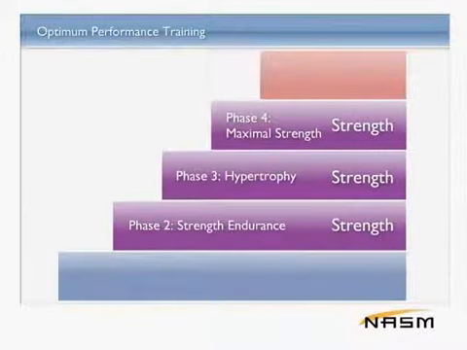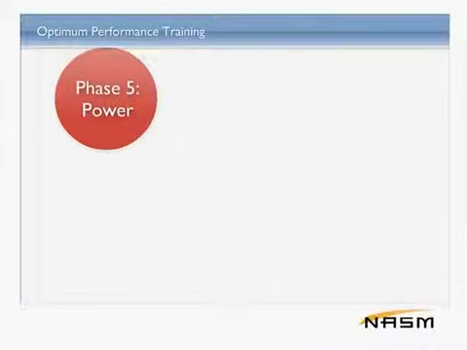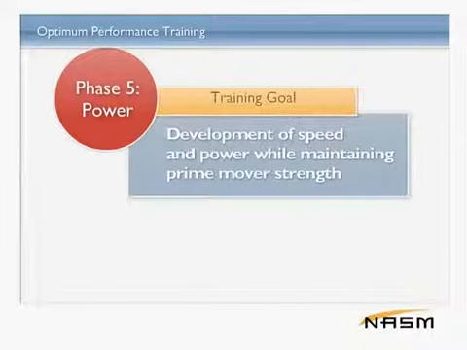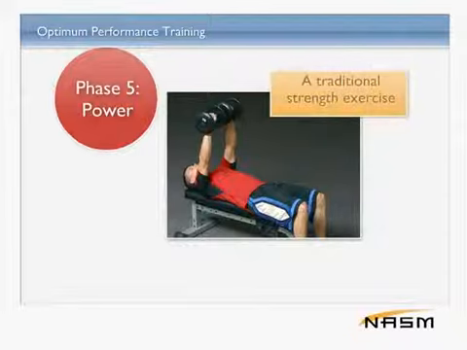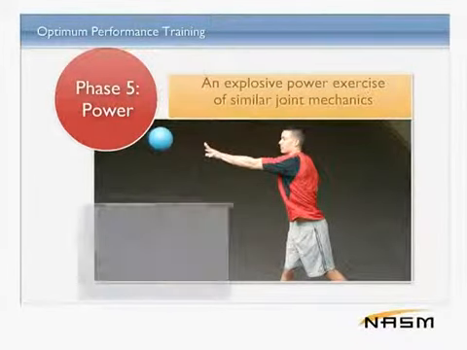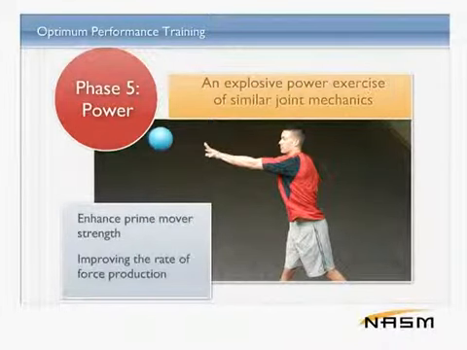Once an individual has obtained optimal levels of strength, they can now progress to the power level of the model. The power level consists of 1 phase of training: power training. This level of training emphasizes the development of speed and power, or rate of force production, while maintaining prime mover strength. In this phase, one would superset a traditional strength exercise with an explosive power exercise of similar joint mechanics. This is to enhance prime mover strength while also improving the rate of force production.